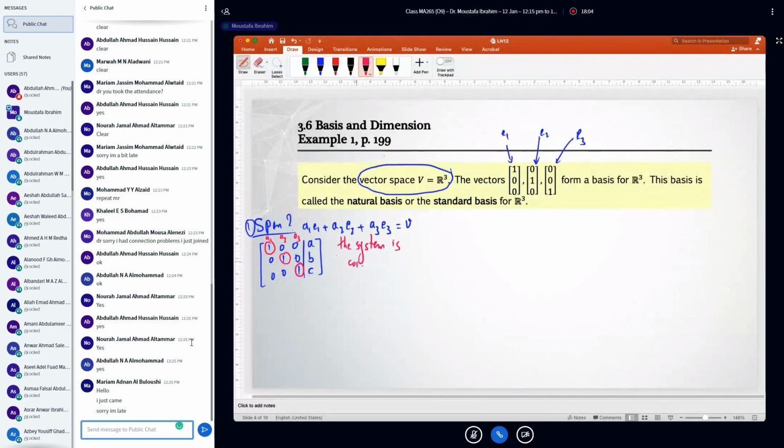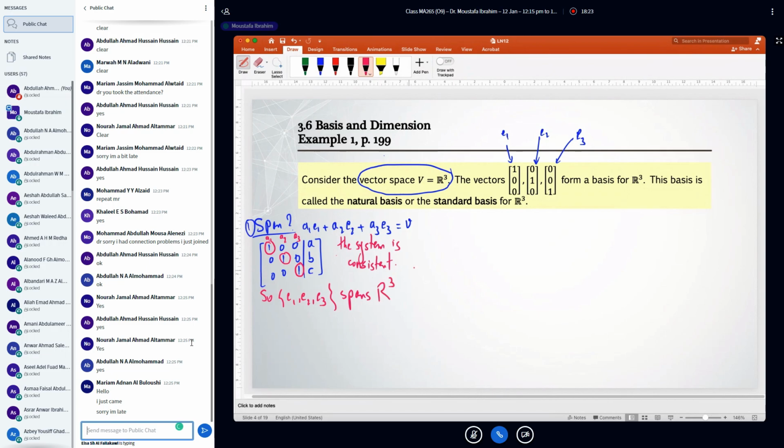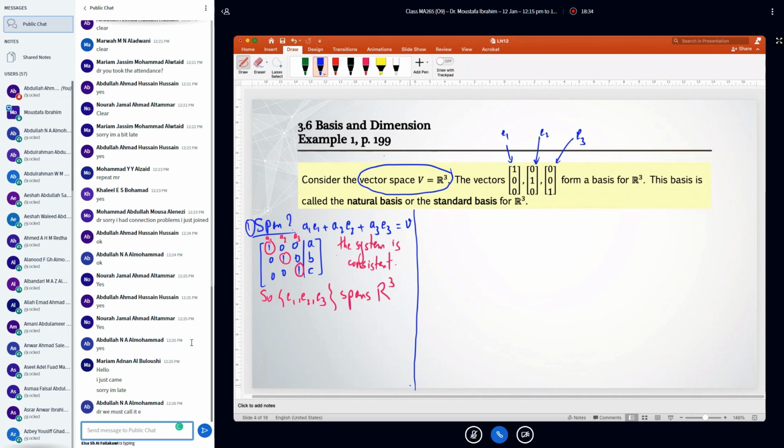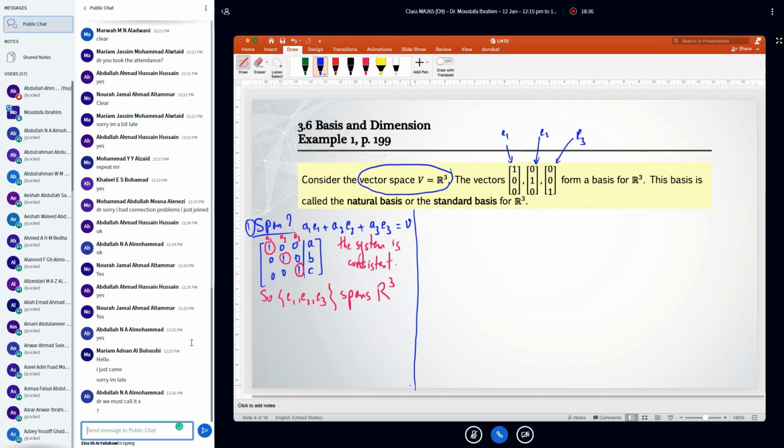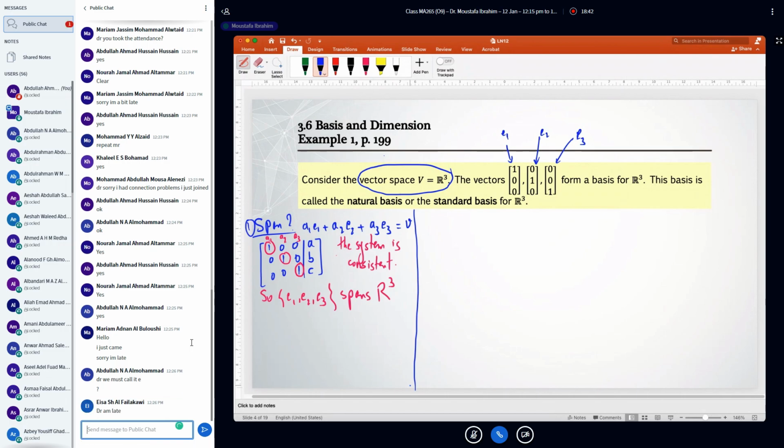Okay. And so e1, here we call it e1, e2, e3 spans, because I'm taking a set, spans R3. So here I call it e, I call it e1, e2, e3.